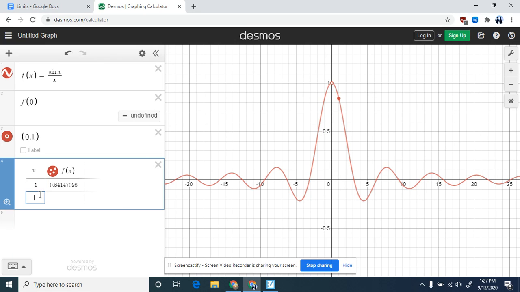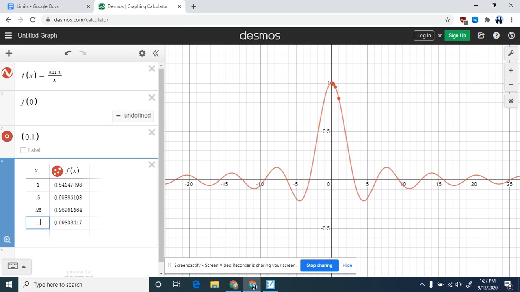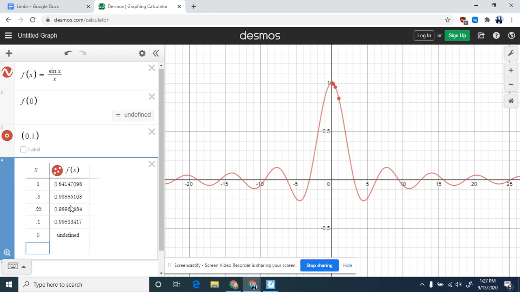But now I want to pick values that are going to get closer and closer to 0 from the right side. So maybe I do 0.5, right? Maybe I want to get closer to 0. Maybe I do 0.25. Maybe get even closer, do 0.1. So this now is a graph that's showing me what the outputs are as I'm getting closer and closer to 0. Now remember, if I put 0 in, I get undefined, okay?